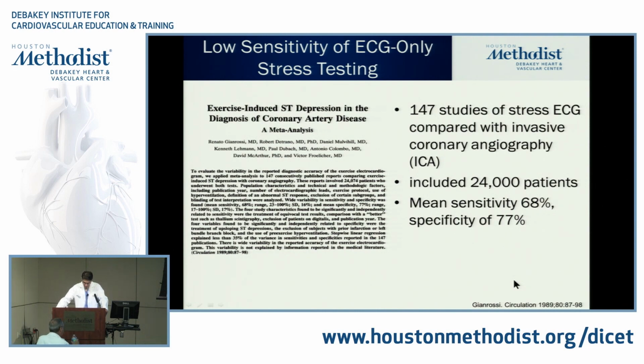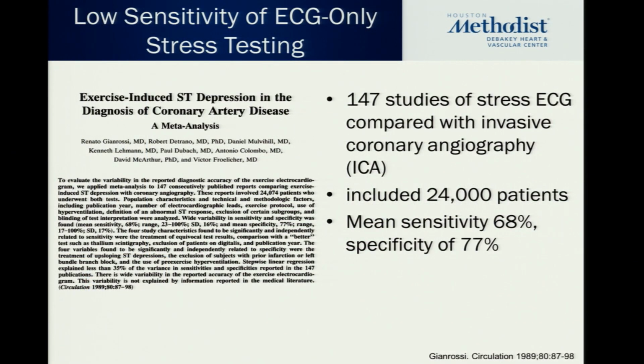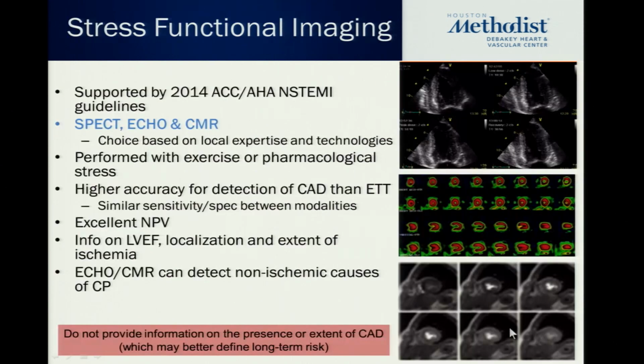So this is a study, a very large meta-analysis, 147 studies, over 24,000 patients, that compared exercise treadmill testing to invasive coronary angiography. You can see that the sensitivity of the test is quite low for a significant lesion by invasive coronary angiography. So this is where we have difficulty with it in the acute setting. So what has that led to?